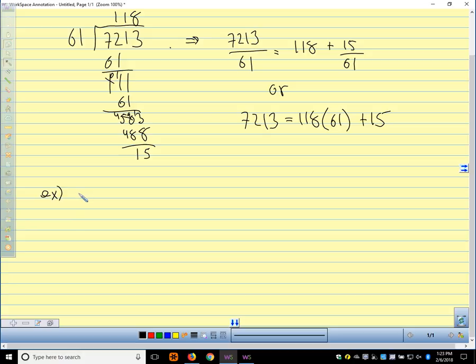So let's say we want to divide 2x to the third minus 5x squared plus x minus 8, and we're going to divide that by x minus 3.